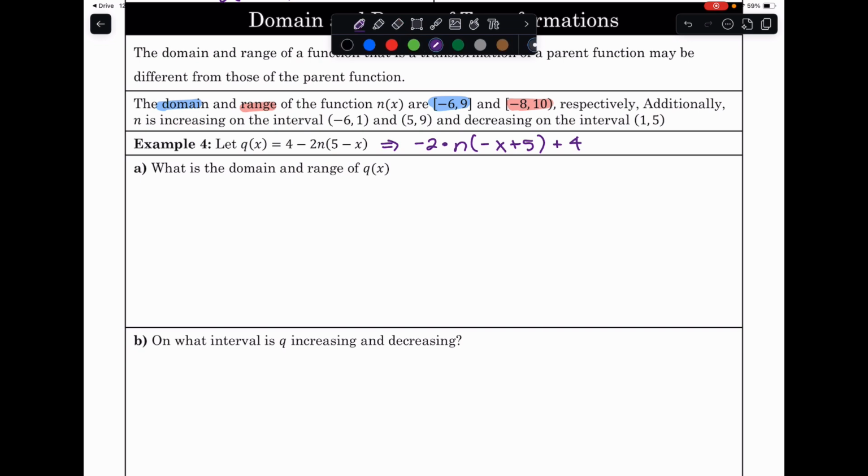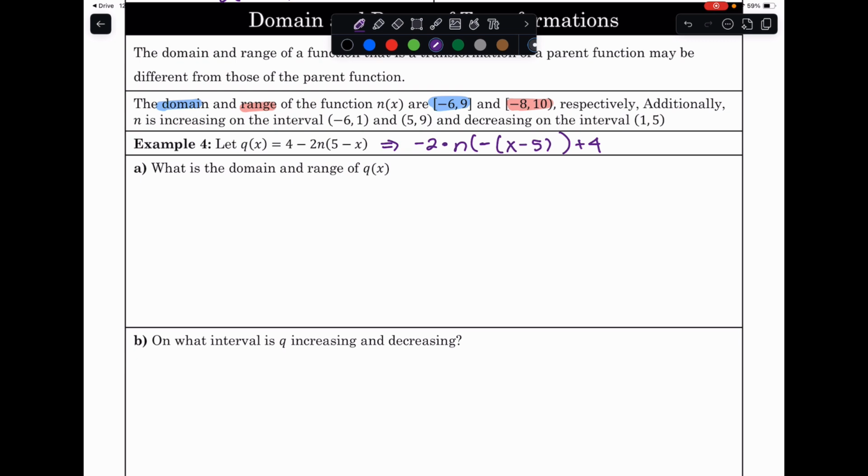So let's see how this function is going to change. And I want to do one other thing here. I want to factor out the negative so I know that the direction is going in the right way. So let's factor out the negative. So we're going to write this as x minus 5 and plus 4.